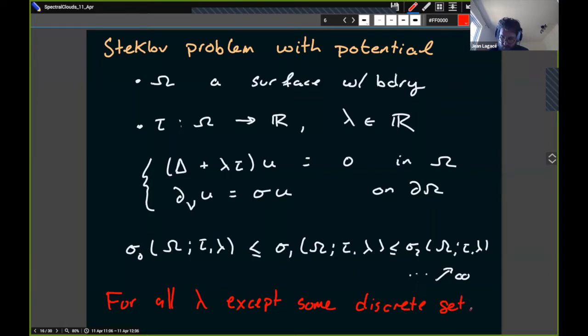discrete set. Sorry, why is lambda not negative? Hmm? I think that lambda is non-negative. Lambda can be whatever you like here. Okay, thanks. Except for some discrete set that I don't want to get into.